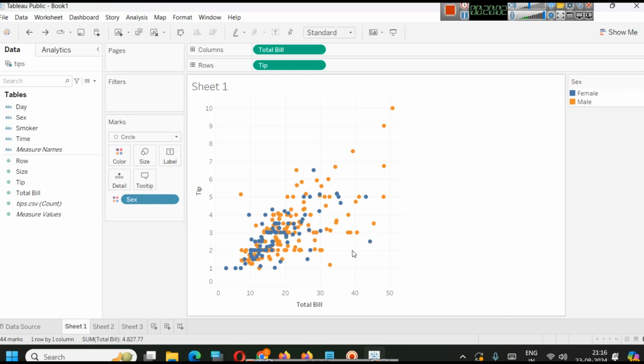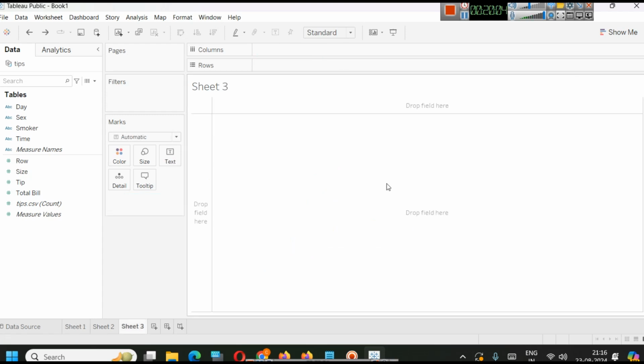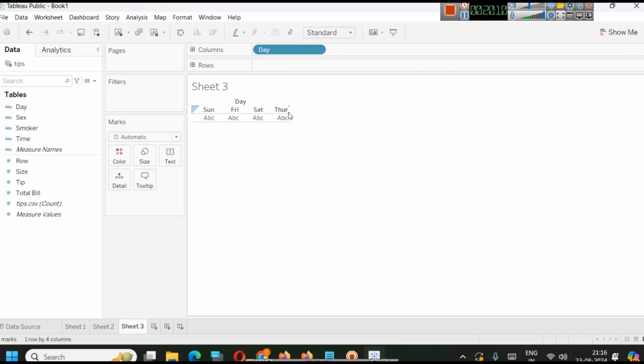So in this case, you can draw this. Now there are other cases like day is here. Again, day is also a categorical variable. We have four distinct values here: Sunday, Friday, Saturday, Thursday. And again, as I said, you can use a bar graph, you can use a pie chart. I will prefer a bar graph for this, and we are checking tip.